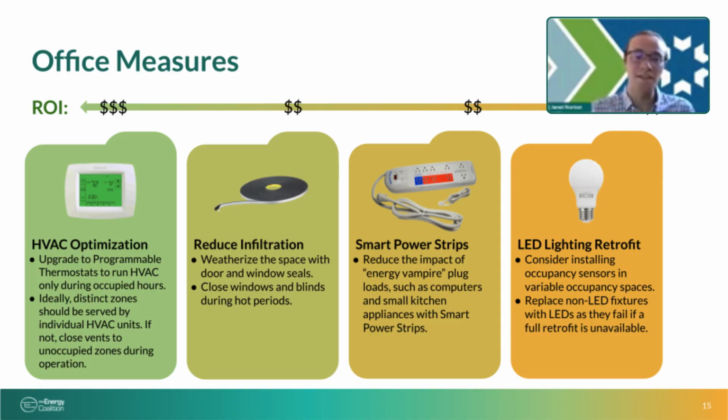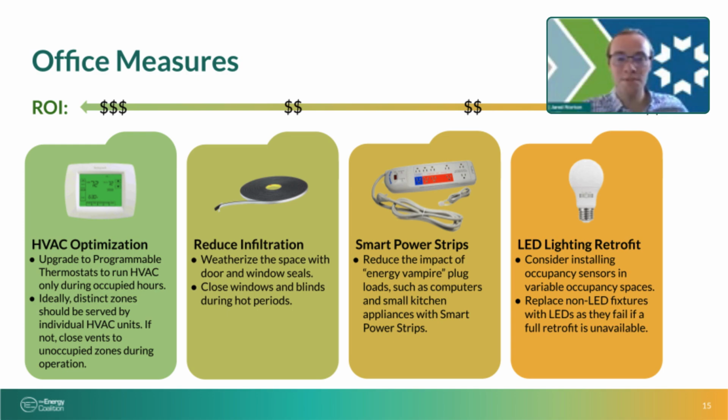We can also reduce infiltration, and infiltration is just unconditioned outside air seeping into the space. That's going to affect the internal conditions, and we want to minimize that. We can weatherize with door and window seals and simply close windows and blinds during hot periods.